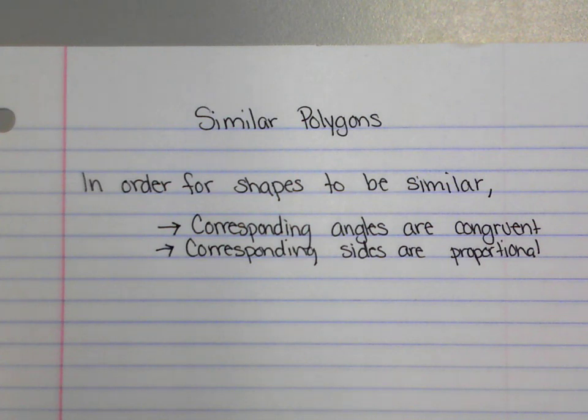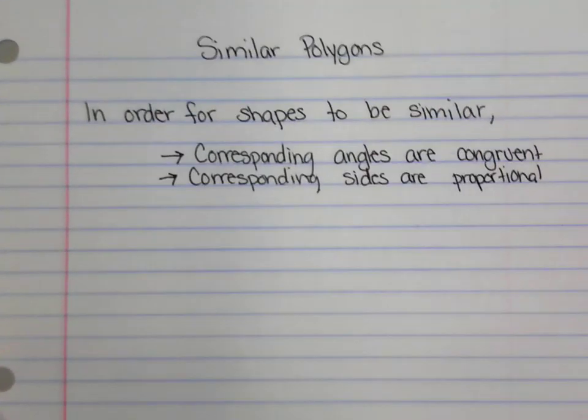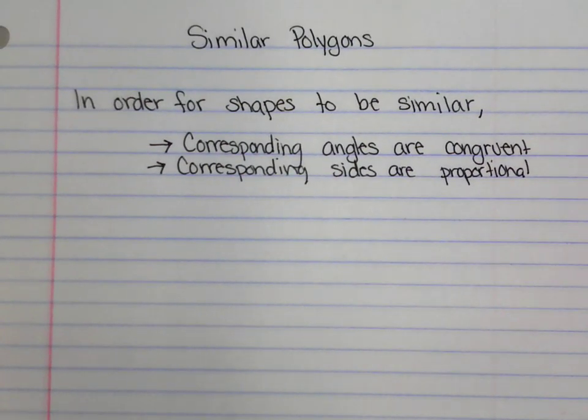Alright, we're going to talk about similar polygons. So there are a couple of requirements. In order for shapes to be similar, the corresponding angles have to be congruent and the corresponding sides have to be proportional. So here's what that looks like.